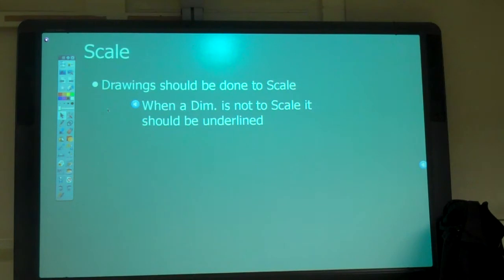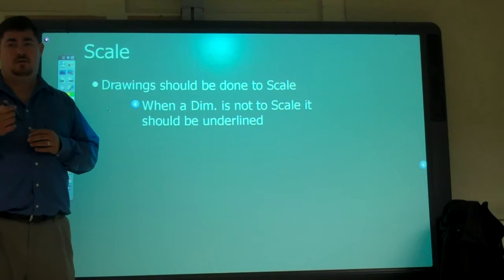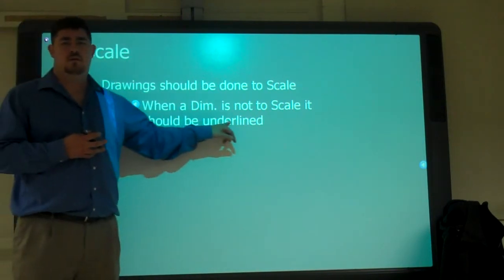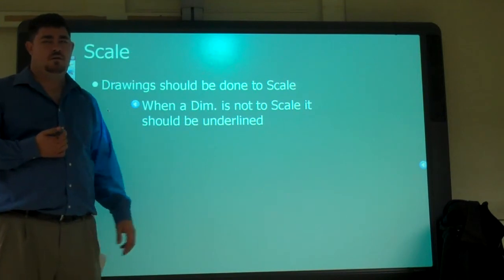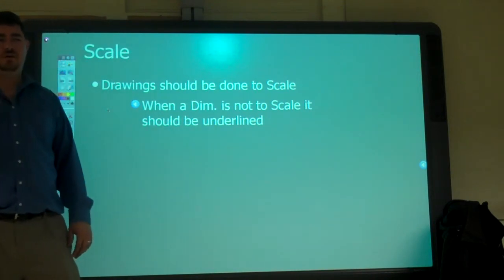If there's a dimension that's not to scale, we underline. So, why might we do this? Why might we have a dimension that's not to scale? Maybe it's reference. No, reference is different. Not to scale, that doesn't happen as much anymore. I've seen it in architectural stuff. If you change a measurement? Yeah, if you change it and you don't want to redo the drawing.